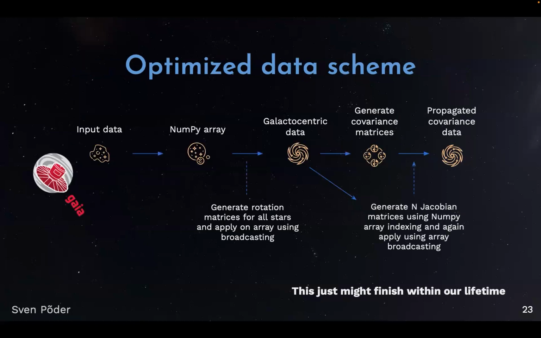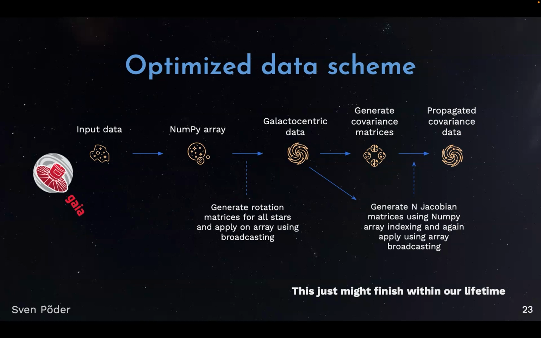So going back to the optimized data scheme, here I show basically the same data pipeline without this loop, but using array broadcasting. First we have our input data. It goes into a NumPy array. You generate all the matrices, then multiply them together with the star data, then generate the covariance matrices, and then multiply them together all at once. So this is the general idea.